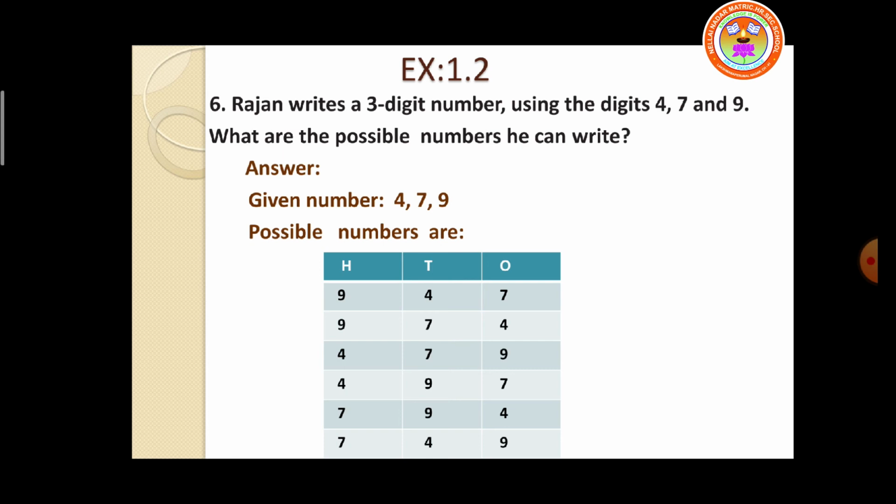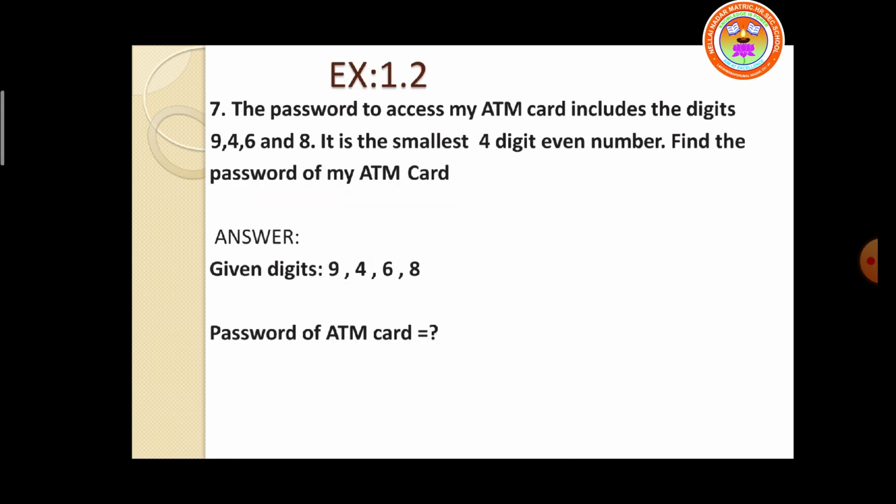Is it clear, children? First I have written 9, 4, 7. Then I have changed tens and ones place. Then I have changed hundreds place. Then 2 times the same number is coming. Yes? So you can try with different numbers also.